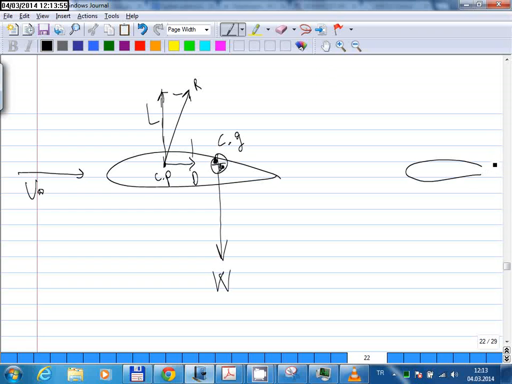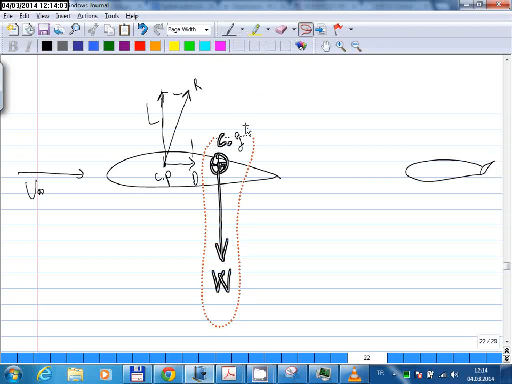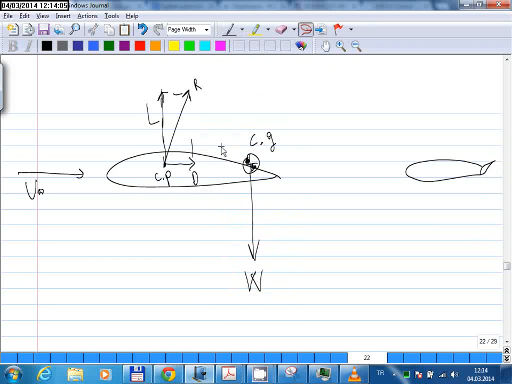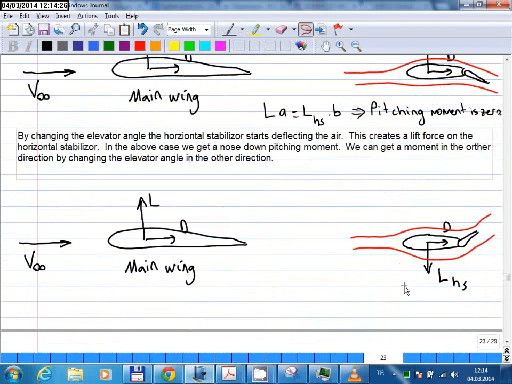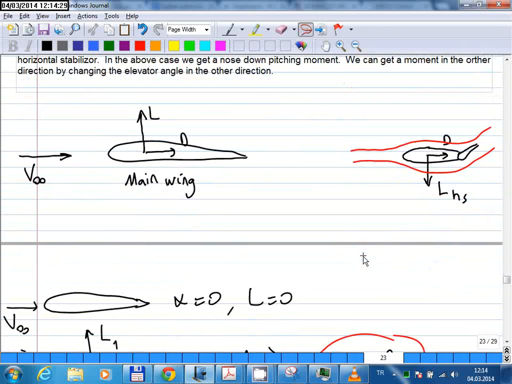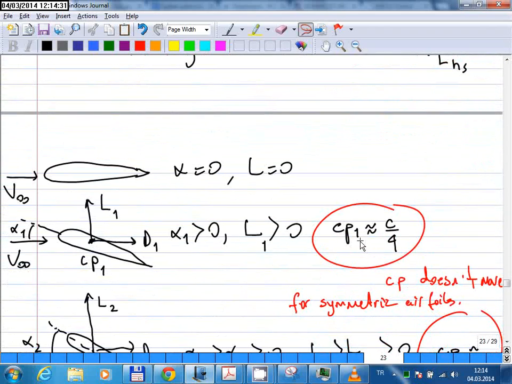And you can adjust the force here by using the elevator. So if the center of gravity changes during flight, if it comes here, that means the moment arm is greater, so you need a larger force to balance that, and you can make the force larger by setting the elevator angle here. Okay, so that's about that.